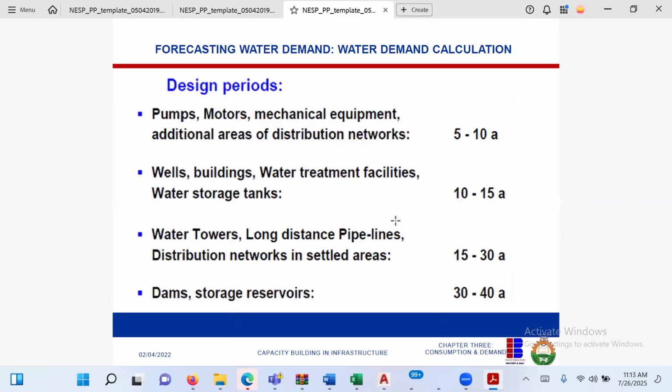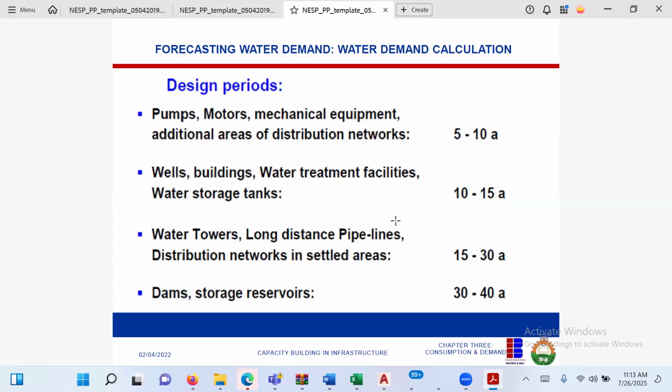Now, if you are also designing for pumps, motors, mechanical equipment, you should know that they will last for between 5 to 10 years. If you are designing for wells, buildings, treatment plants, they're not going to last forever. They will last for 10 to 15 years. So you should factor in those things. It's very key, especially in your cost analysis. If you are designing water towers, long distance pipelines, distribution network, you should design between 15 to 30 years. In other words, don't go beyond 30 years and don't go less than 15 years.